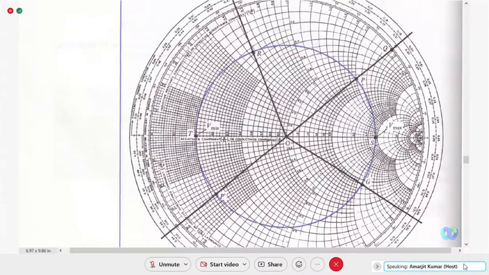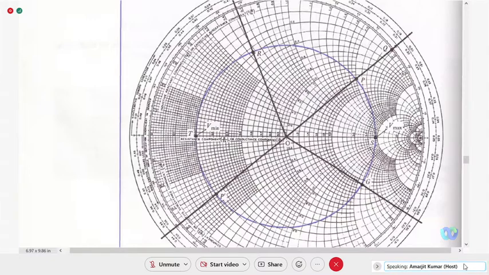0.22. Can I take 0.2? And what is the reactance? X is equal to minus 0.34. It can be 0.34.